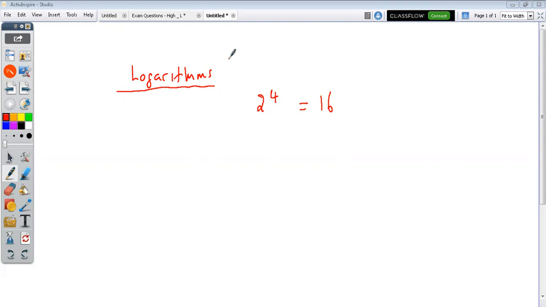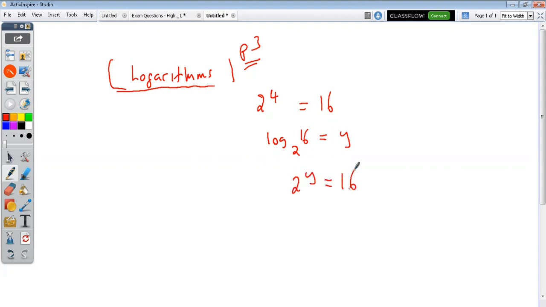So we're going to look at A-level logarithms. That's your P3. I think it's under algebra, your first topic. For example, we know that 2 to the power 4 is 16. So we can also write log 16 to base 2 is y. Then I can say 2 to the power of y is equal to 16. And I know that 16 is the same as 2 to the power 4. So y is equal to 4.